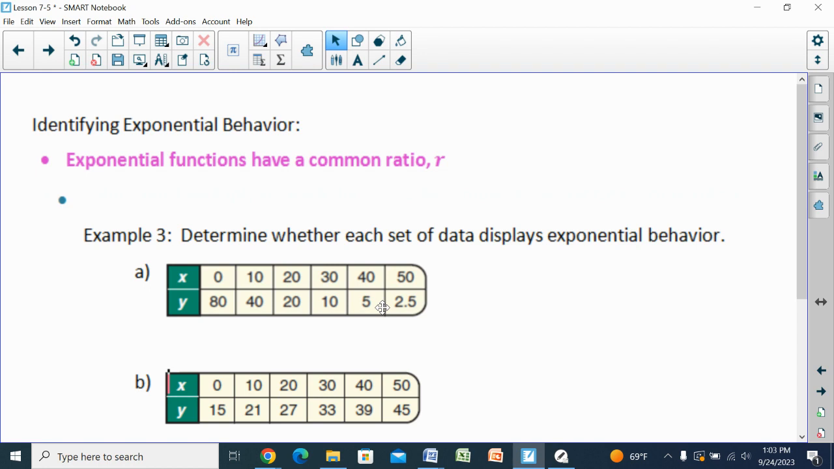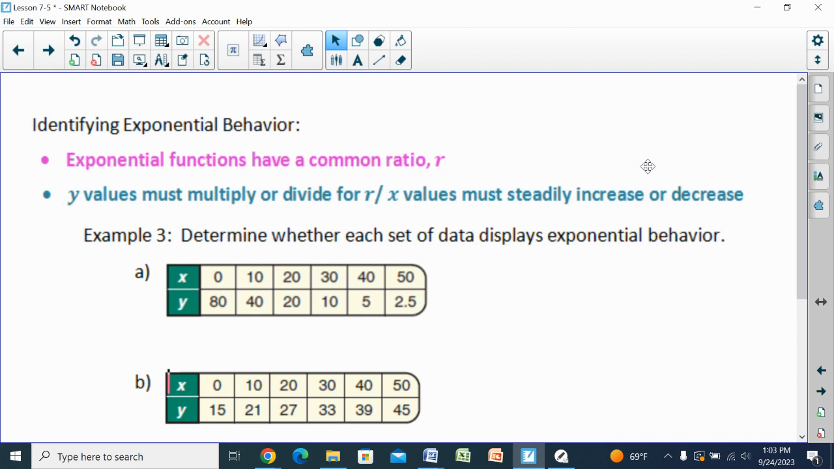I notice on the first table, the x's increased by 10. So there's a great pattern there. What about my y's? Is there a pattern in my y's? The y values must multiply or divide, and that's what r is. The x values have to have a steady increase or decrease. Like I said, they're going up by 10 each time. I think all three of these examples do.